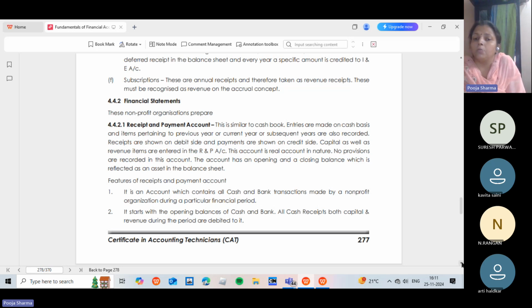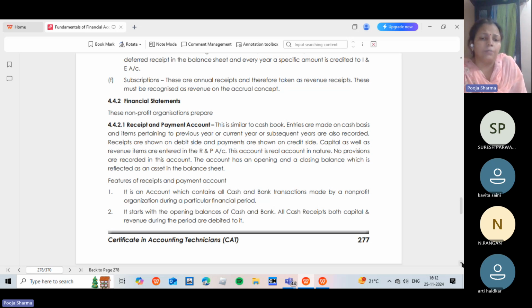Only the items of revenue nature are shown under that head. Now, the features of the receipt and payment account. No provisions are recorded in this account. Provisions are made in the income and expenditure account. There is no provision, like no reserve. If we have made a provision for doubtful debts or anything, nothing is to be shown in this payment account.